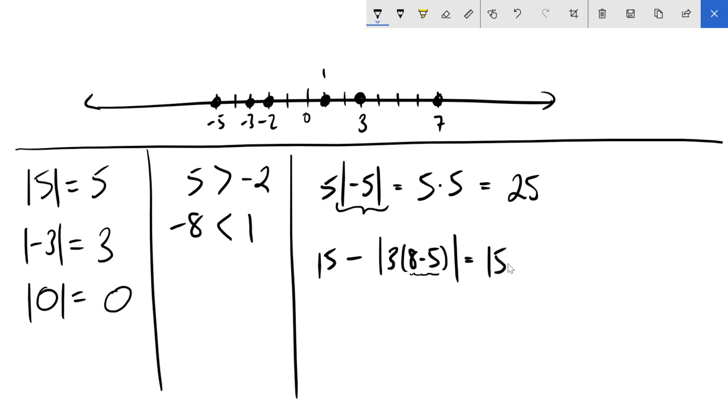So then that would be 15 minus the absolute value of 3 times 8 minus 5, which is 3. So then inside, 3 times 3 is 9. And what's the absolute value of 9?